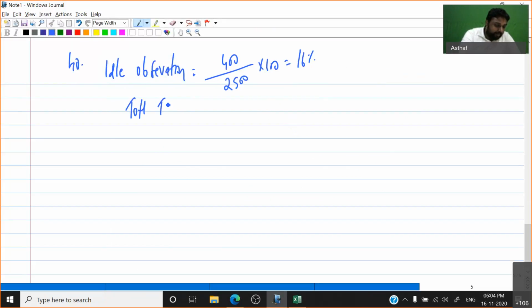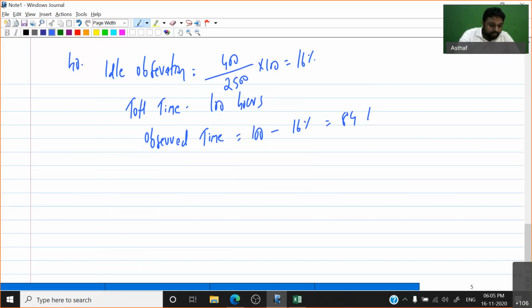What is the total time? 100 hours. Total time is 100 hours. So what will be the observed time? 100 minus 16, which will be 84 hours. What will be the normal or basic time?